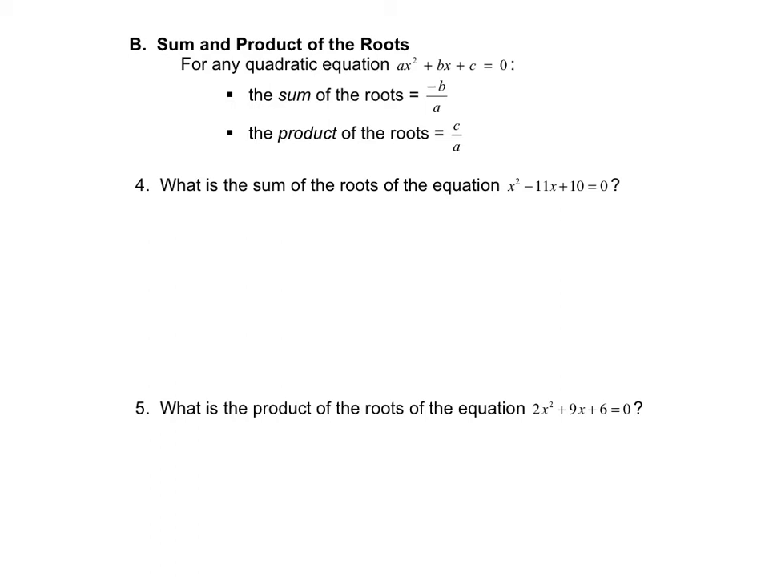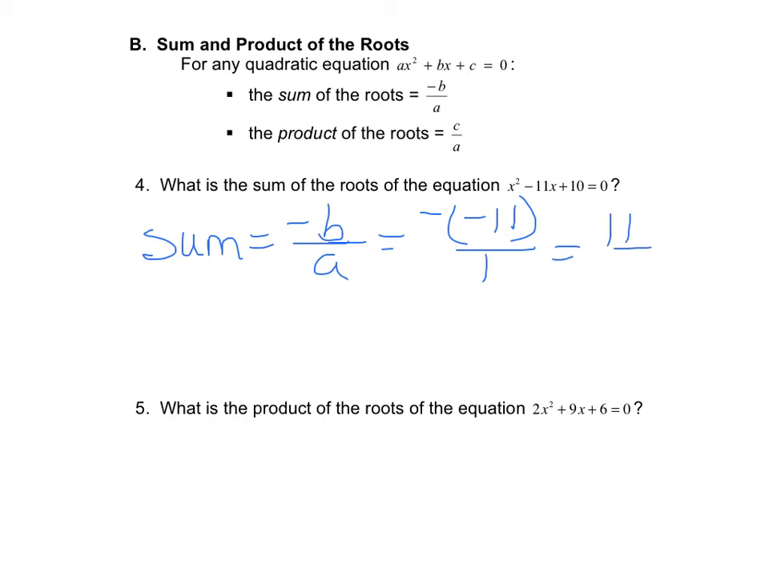What is the sum of the roots of this equation? Well, if I wanted to find the sum of the roots without actually having the roots, for the sum I would use a negative of b over a. Okay, b is a negative 11, so we have a negative of a negative 11 over a, which is 1. So it would be 11 over 1, which is 11. So my sum would be 11.